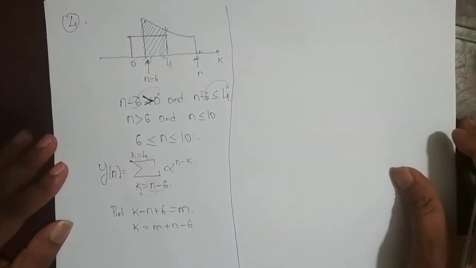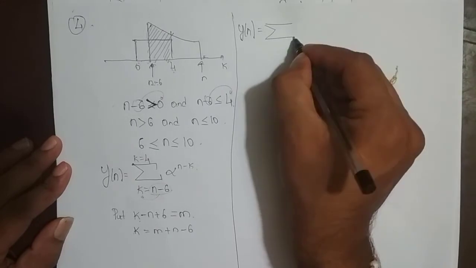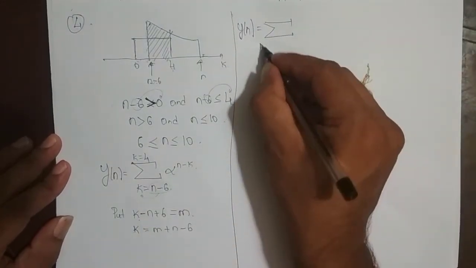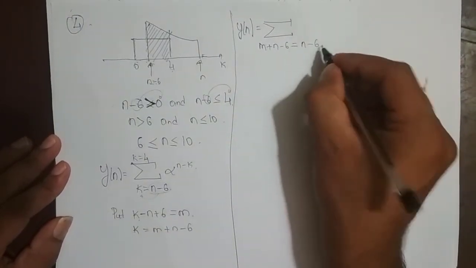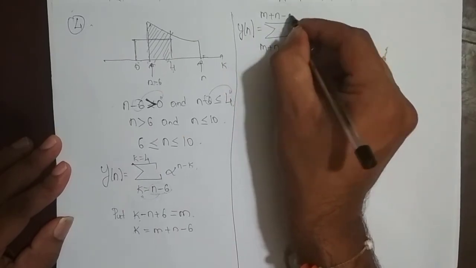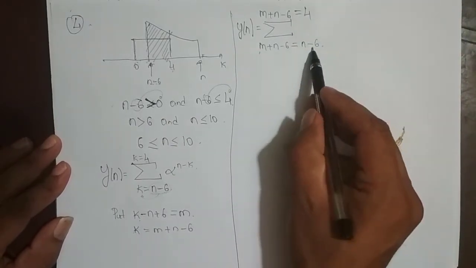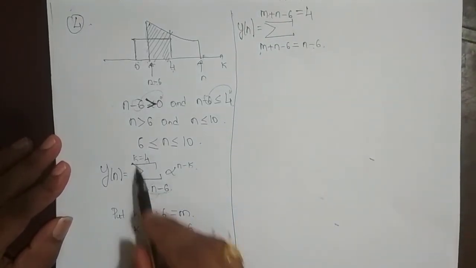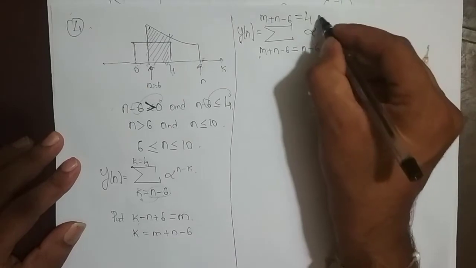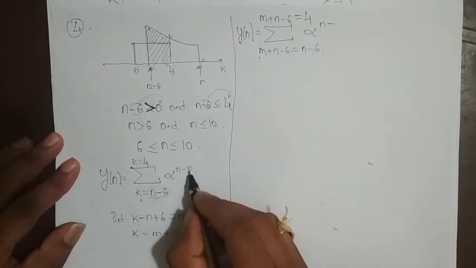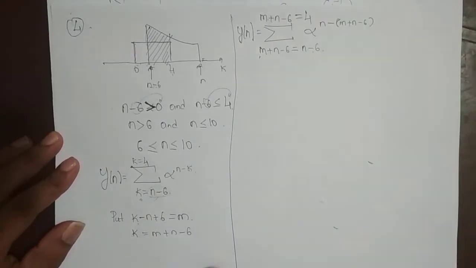So what do I get here is y of n is equal to summation, so k, but what is k? k is m plus n minus 6, which at the lower limit is equal to n minus 6. And at the upper limit k is equal to 4. So k is equal to n minus 6 to k is equal to 4, right? Now alpha power n minus k, but what is k? m plus n minus 6, right?